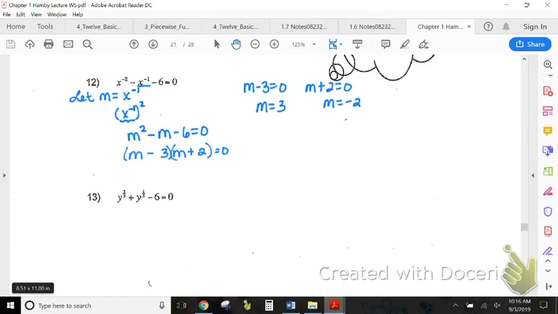So we said m was what? x to the negative 1. So that's equal to 3. And x to the negative 1 is equal to negative 2. Now what do we do? How can I get rid of that negative 1?